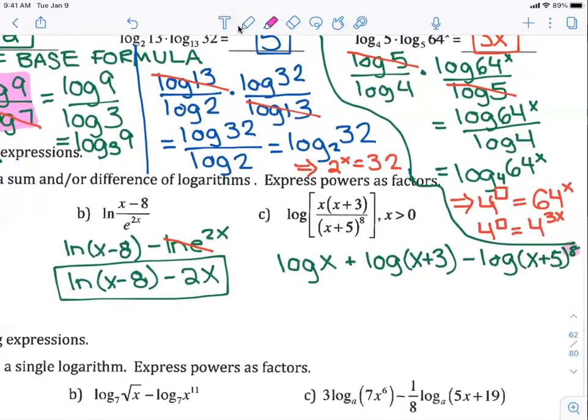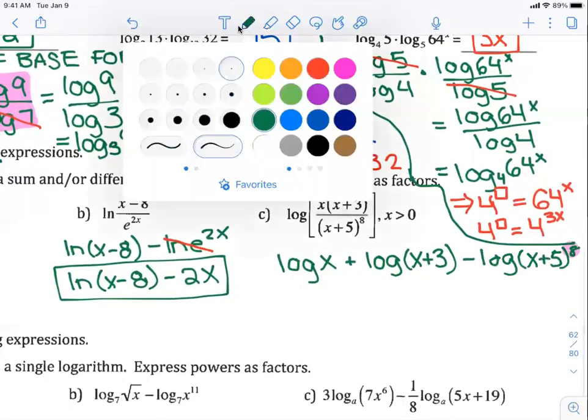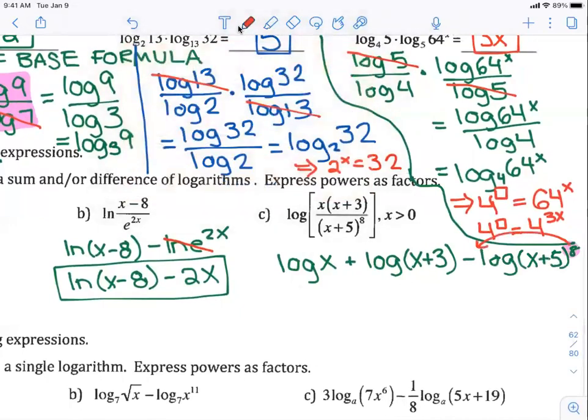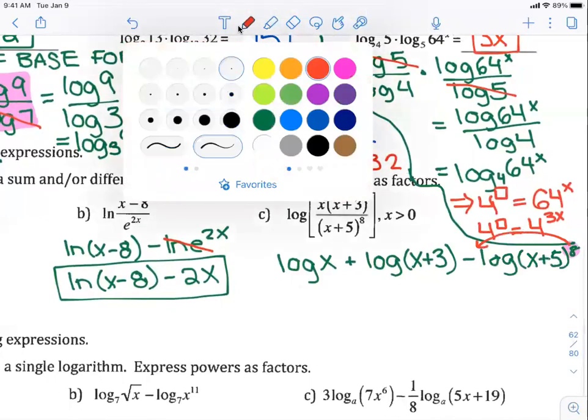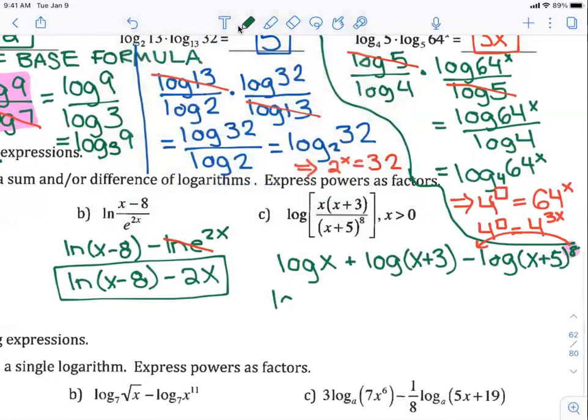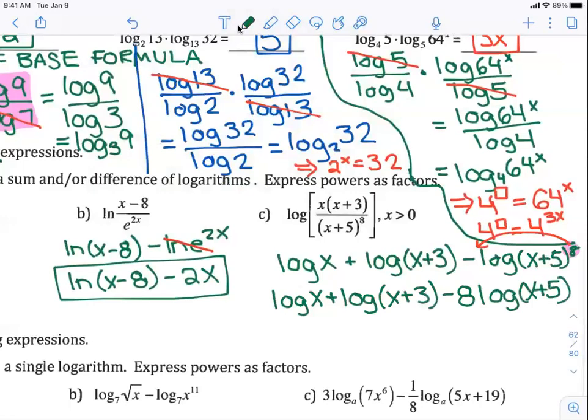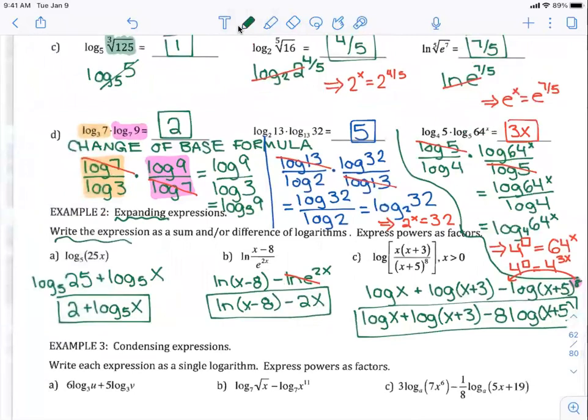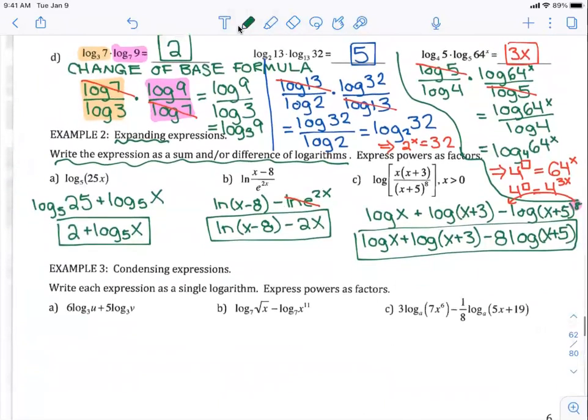So I'm going to go ahead and take this 8 and swing it to the front, because again, you could take that 8 power and make it a times 8 in the front. So then this is going to simplify to log x plus log of x plus 3, bringing the 8 to the front, minus 8 log of x plus 5. I'm looking at each log, and none of them are going to be able to simplify. That's my answer. Again, it says write the expressions as a sum or difference of logarithms. So we're expanding it. We are making it bigger, and that's what we did.